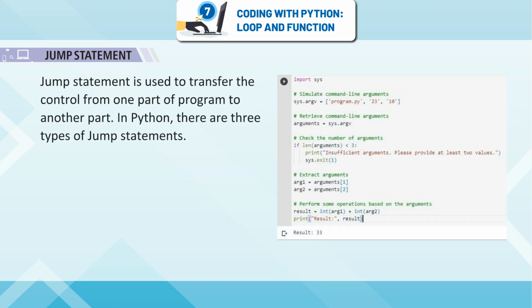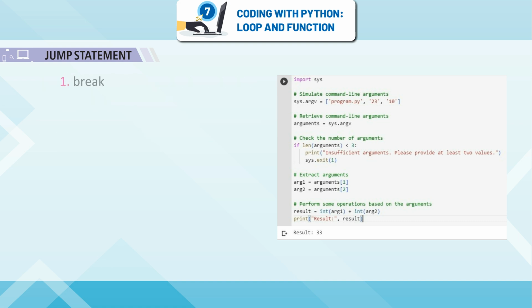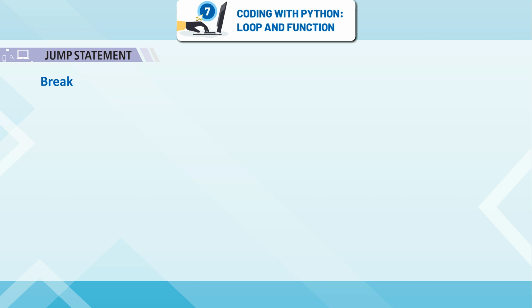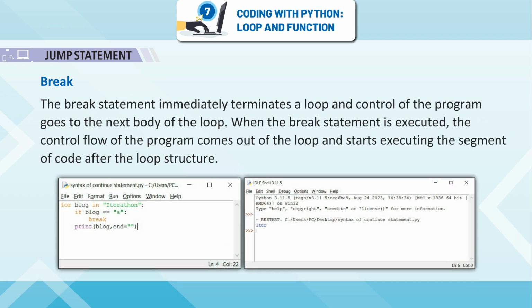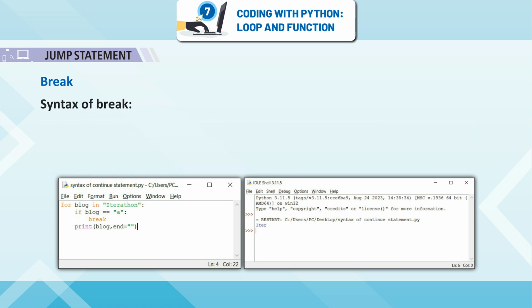Jump statement. Jump statement is used to transfer the control from one part of the program to another part. In Python, there are three types of jump statements: break, continue, pass. Break. The break statement immediately terminates a loop and control of the program goes to the next body of the loop. When the break statement is executed, the control flow of the program comes out of the loop and starts executing the segment of code after the loop structure.